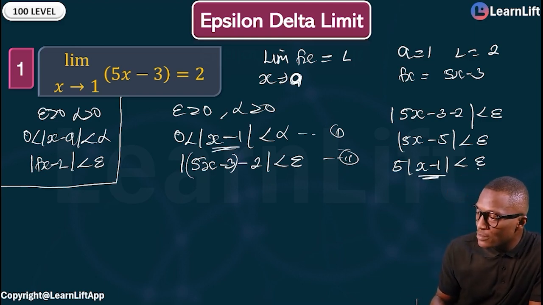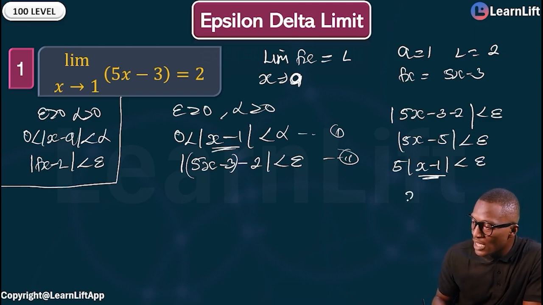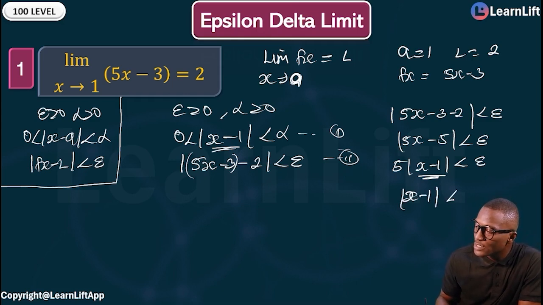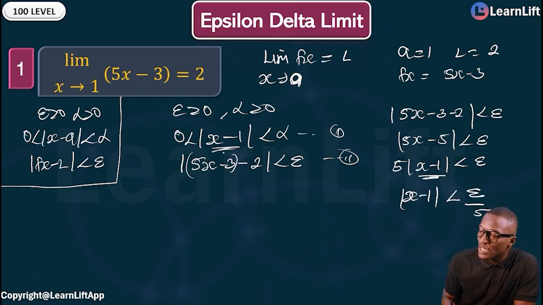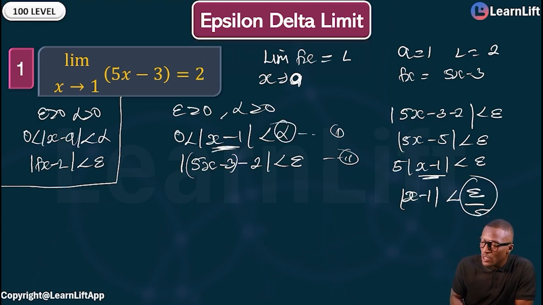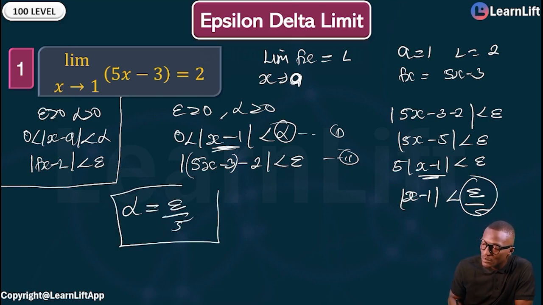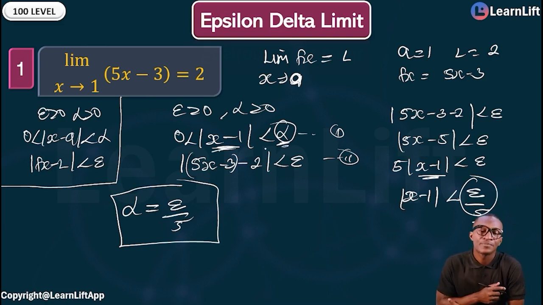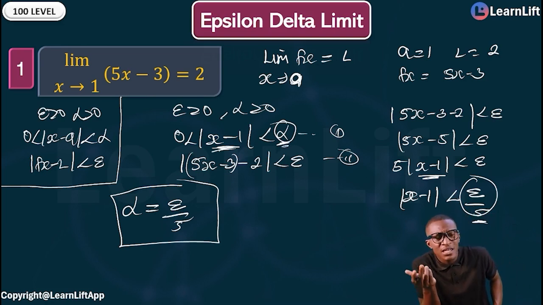So moving from this equation now, let me write it here, that becomes absolute x minus 1, absolute is less than epsilon over 5. Now see this x minus 1, this x minus 1, we can say that this is equal to this. Therefore, we're now going to say that your delta is equal to epsilon over 5. This is our epsilon delta definition. After both of them are equal, epsilon over 5 is equal to what? Delta. I know you say it's crazy, what are you doing? But that's the answer.